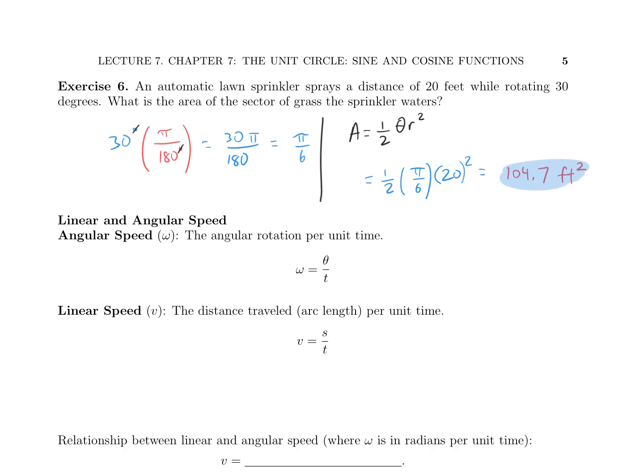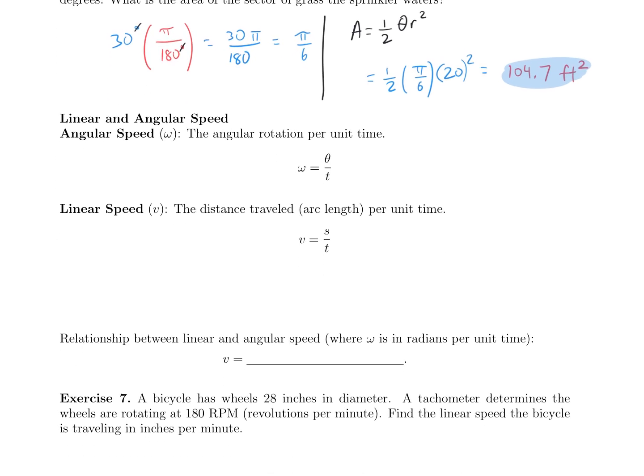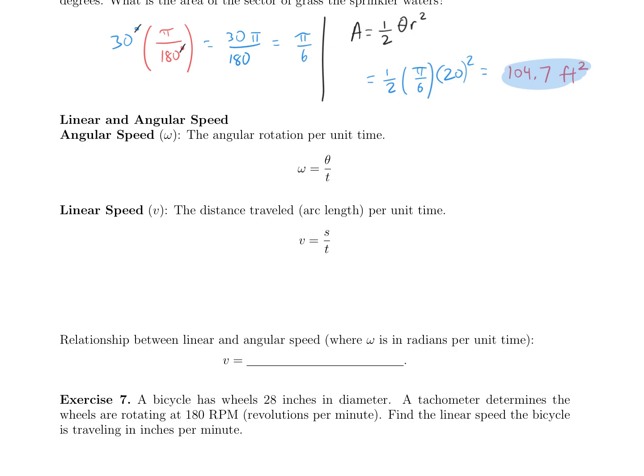Okay, the last thing they talk about in this section is linear and angular speed. So angular speed is given by the notation omega. It's a Greek letter, and they give us a formula. Omega is equal to theta over time. Sometimes it's useful to know how to solve for theta. To solve for theta, you would multiply both sides of the equation by t. You can cross out the t's over here, and so you end up with the formula theta is equal to omega times time. Sometimes it's useful to have that formula, as you will see down below.